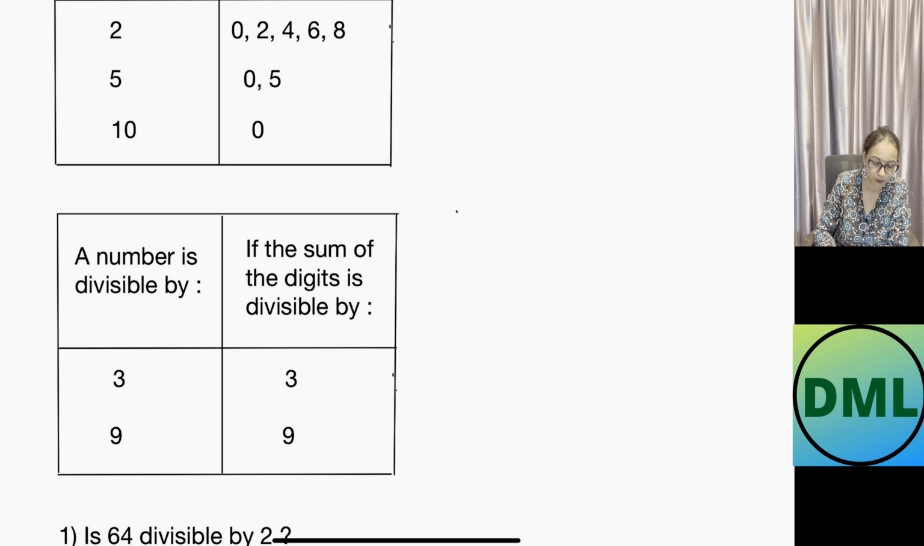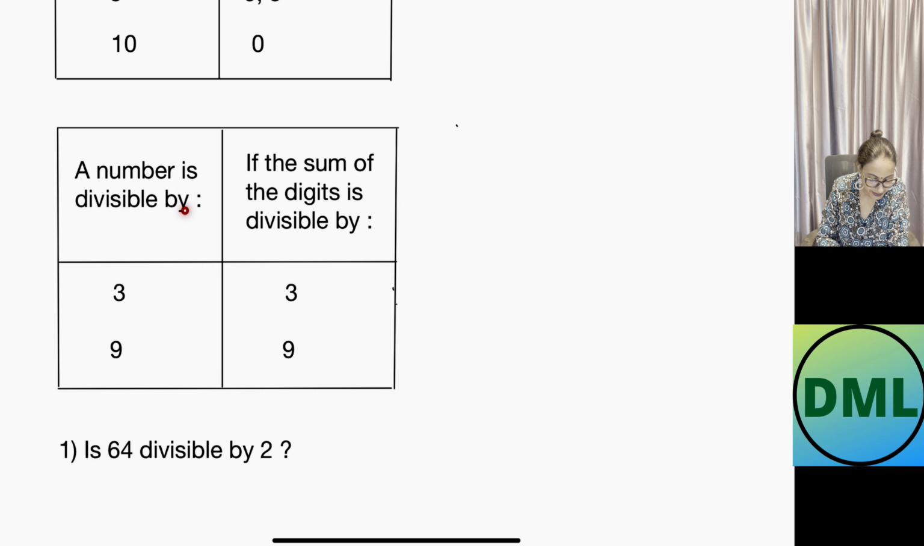Let's see the next rules here. A number is divisible by 3 and 9. What are the rules? If the sum of the digits is divisible by 3, then it is divisible by 3. If the sum of the digits is divisible by 9, then it is divisible by 9. Let's solve a few questions to understand this concept here.